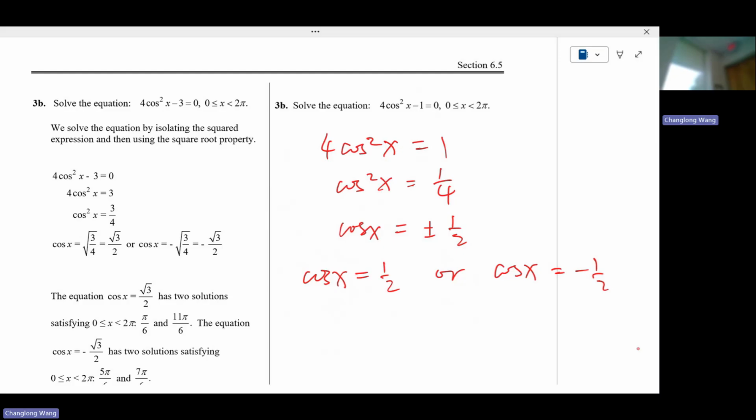Now, -1/2, as you know, cosine is the horizontal coordinate, right? Instead of looking at the right half plane of the unit circle, you're looking at the left half plane. The angle is going to be greater, right? It will be probably 120 or 240, right? Something like that, okay? But you should be confident when you get this far.